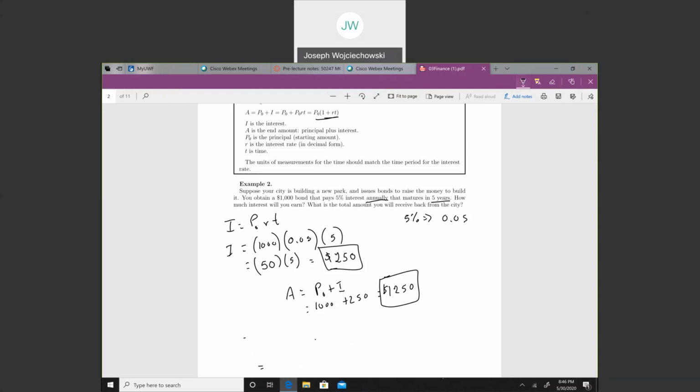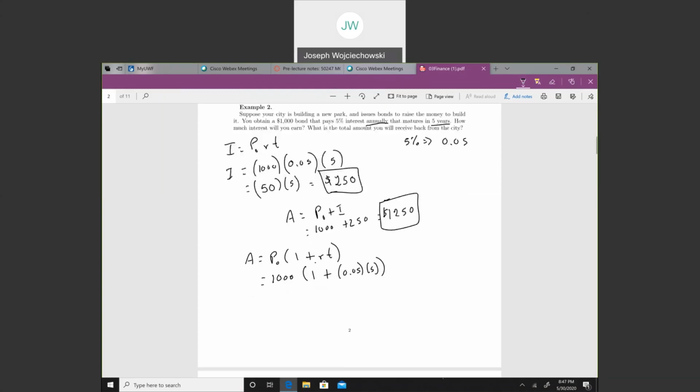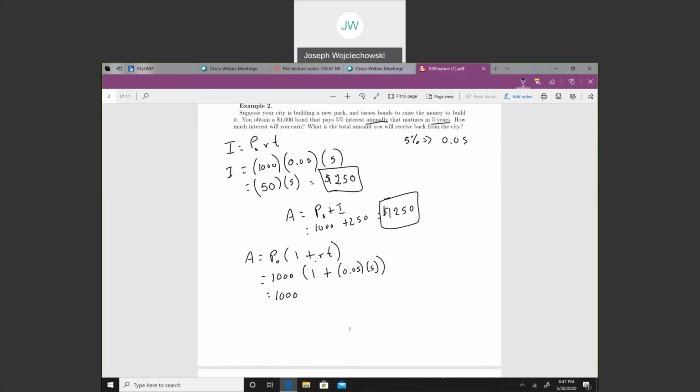Try this again. The final amount is equal to the principal times 1 plus RT. Principal is 1,000 times 1 plus R is 0.05, T is 5. And now we have 1,000 times 1 plus 0.25, which is 1,000 times 1.25, which is 1,250. We get the same thing.